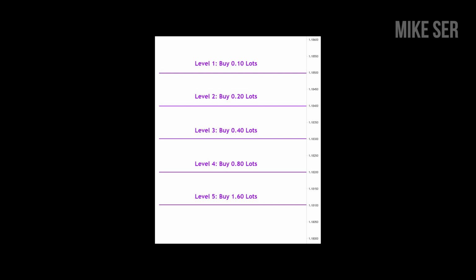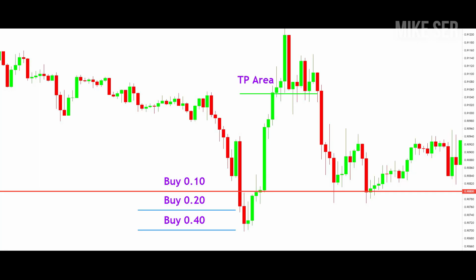The other benefit is if you're looking to accumulate a position of, let's just say, 2 or 3 lots, you don't need to buy it all at once. You can just buy it bit by bit, and this is a perfect strategy for you to be able to accomplish that. Now let me show you a Forex gridding example.